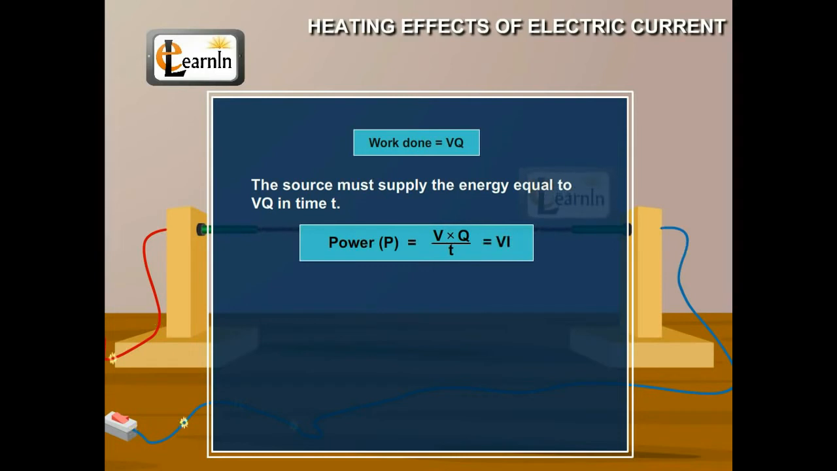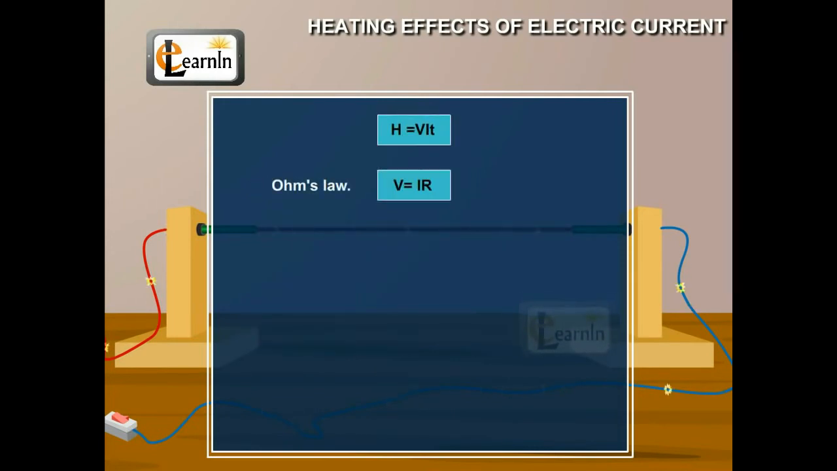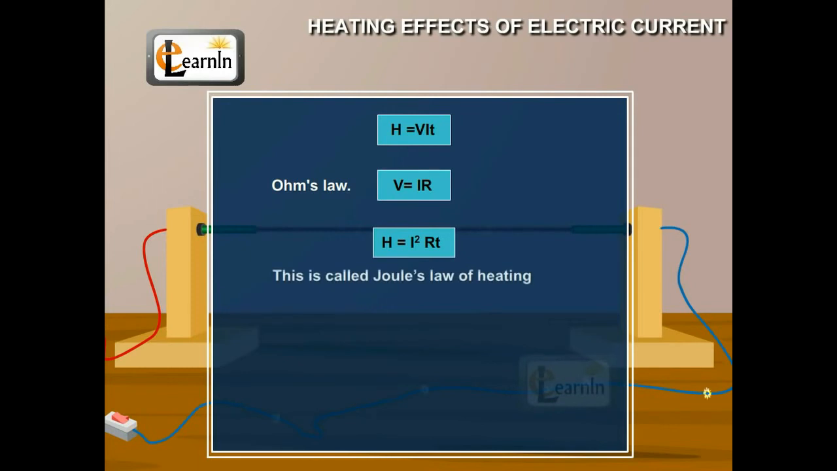Or the energy supplied to the circuit by the source in time T is P into T, that is VIT. This energy gets dissipated in the resistor as heat. Thus, for a steady current I, the amount of heat H produced in time T is H equals VIT. Applying Ohm's law, that's V equals I into R, we get H equals I squared RT. This is known as Joule's law of heating.